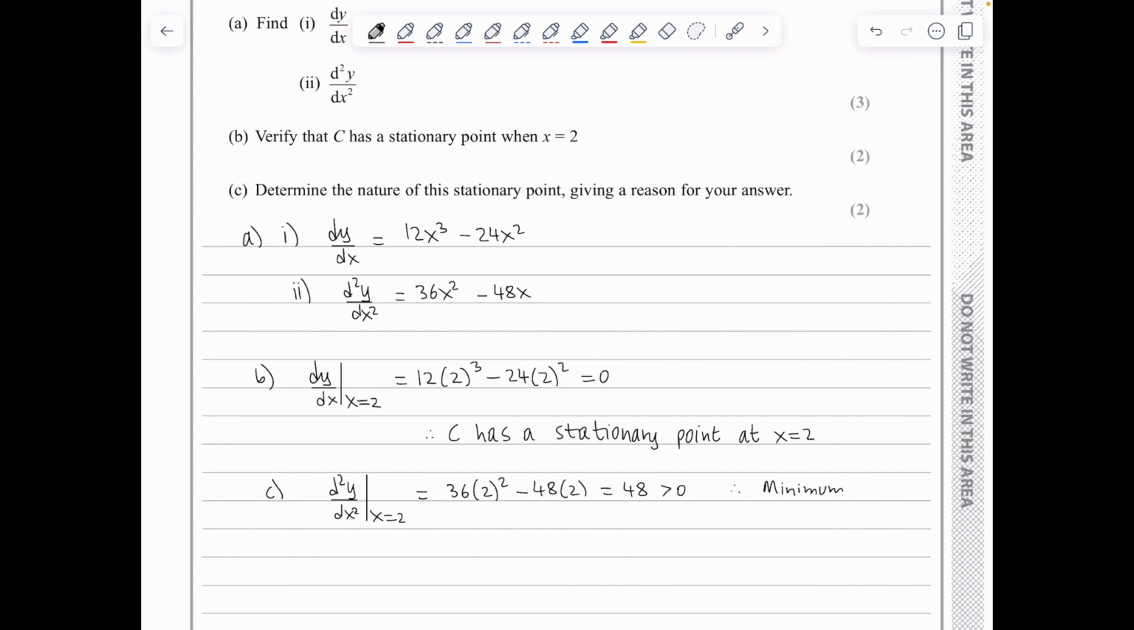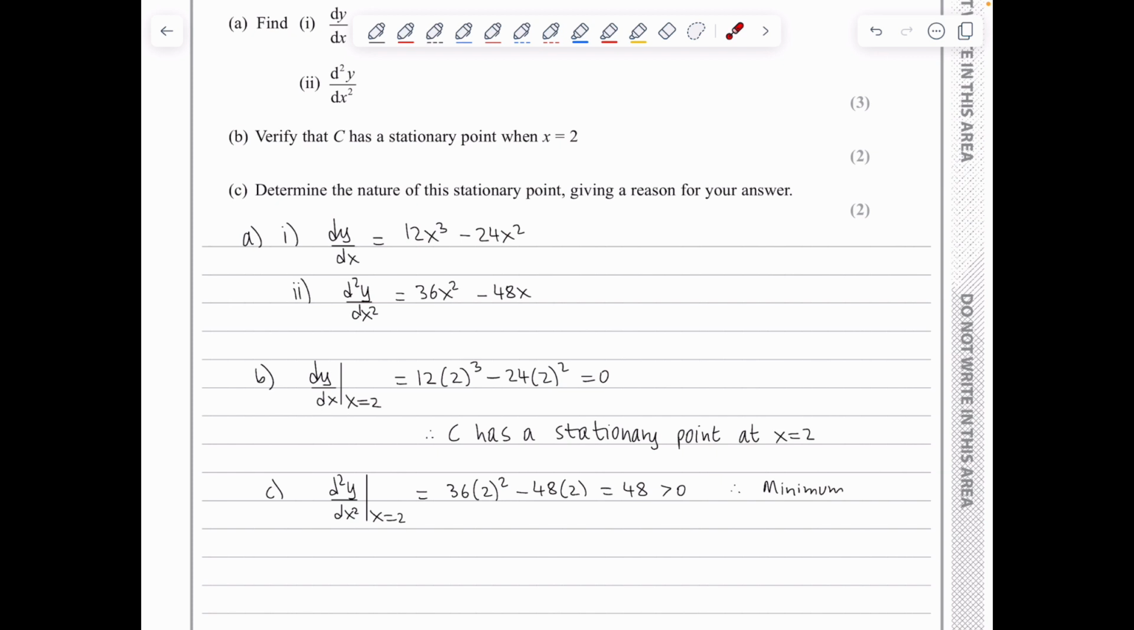Remember that with the second derivative test, if you get a positive result, you conclude that it's a minimum. If you get a negative result, you conclude that it's a maximum. And if you get an answer of 0, then the test is inconclusive. You also need to show explicitly the comparison with 0 in order to justify the conclusion on the nature of the stationary point.